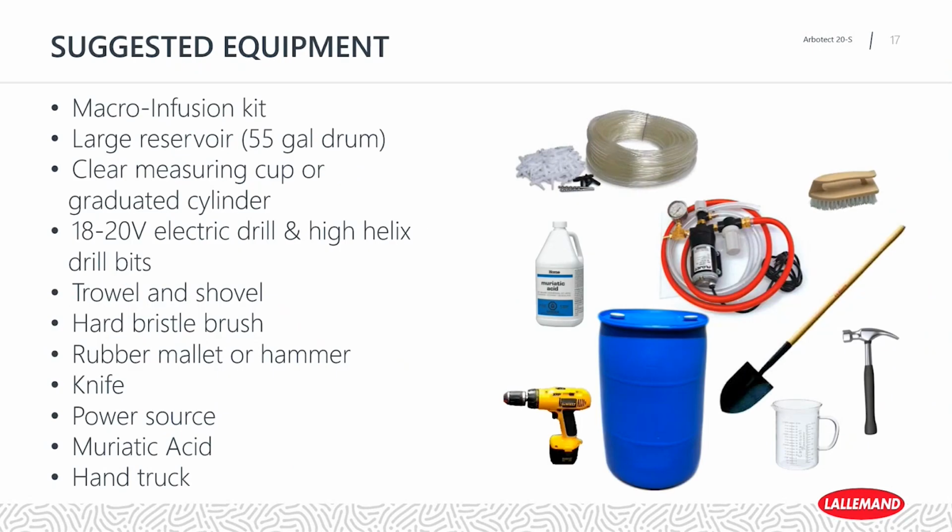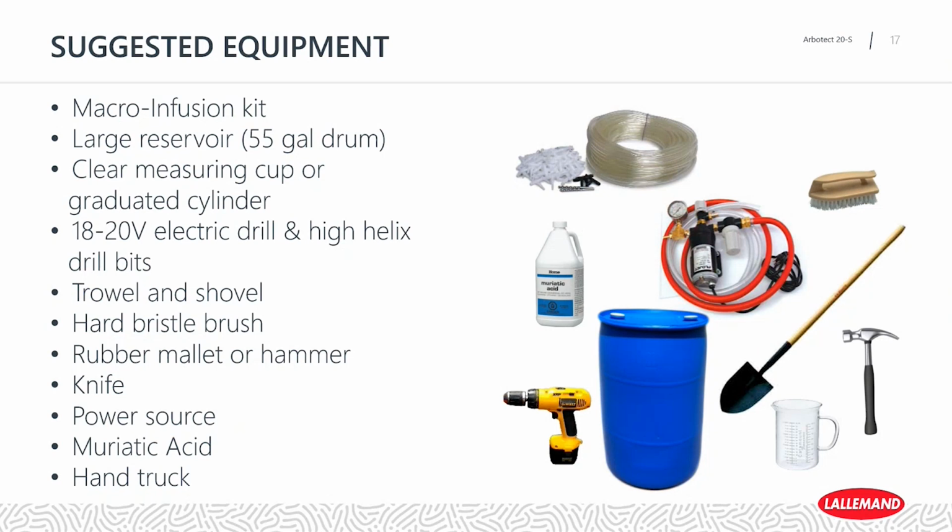So here's a list of equipment we recommend using for the process. You'll need the Macro-Infusion kit, which we supply, but the rest of the equipment needs to be sourced elsewhere. So the 55-gallon drum to store the solution. You'll also need a graduated cylinder to measure out the Arbotect, cordless drill and high helix drill bits, a trowel and a shovel to dig out the root flare. Alternatively, you could also use an air spade to dig the root flare out.